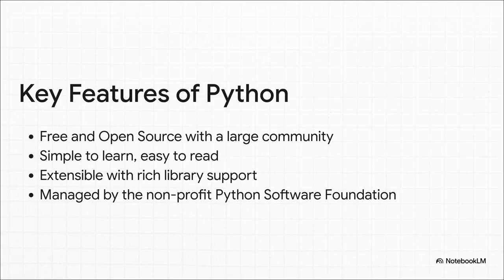Why did it get so popular? Well, first off, it's totally free and open source, with this massive global community behind it. It's also famous for being easy to read and learn. But the real secret weapon? Its huge collection of libraries. These are like pre-built toolkits for almost any job imaginable. Need to do data science? There's a library for that. Want to build a website? There's a library for that too. That massive ecosystem is a huge part of its power.